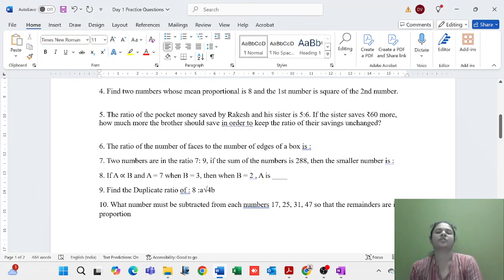And the last question, what number should be subtracted from each of the numbers 17, 25, 31 and 47 so that the remainders are in proportion? So the result that you get should be in proportion, and you should subtract one number which is common to all these values.